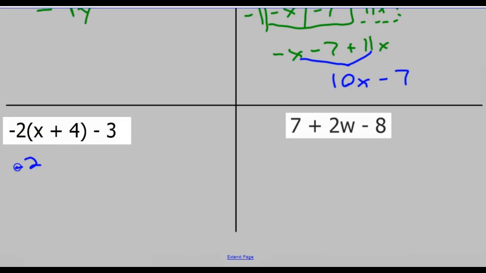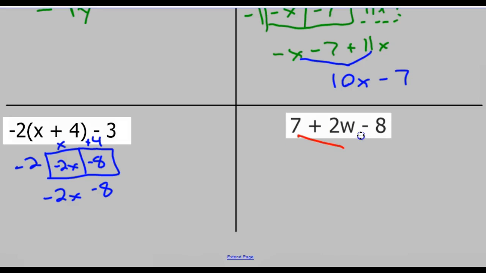Here we have a negative 2 outside of our box, and we're going to put x plus 4 on top. Negative 2 times x is negative 2x. Negative 2 times 4 is negative 8. So we get negative 2x minus 8. Here we are looking for our like terms, which are 7 and negative 8. So we can combine those two. So we just have 2w, and 7 minus 8, well, that gives us negative 1. So 2w minus 1.